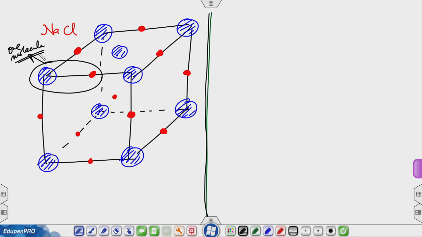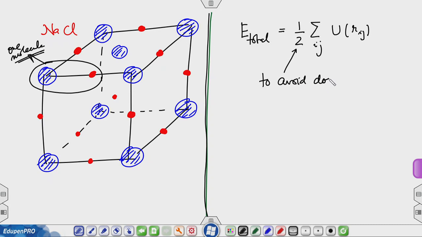So, when I add and I want to calculate total energy, E total, it is going to be the sum over i, j, ith ion, jth ion, and 1/2. This 1/2 is to avoid double counting, because when I am adding over i and j both, I am calculating the interaction energy between i and j and j and i, which should be counted only once. And of course, i is not equal to j.